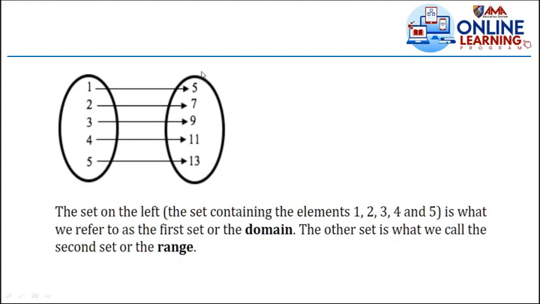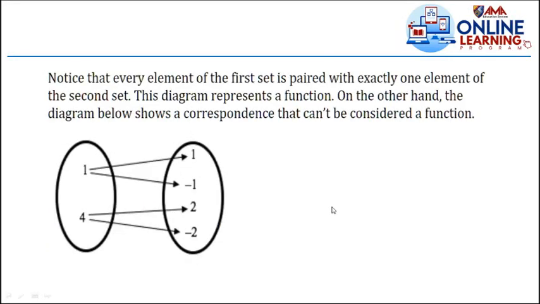So don't be confused. When it is x, the other term we use is domain or input. The y is what they call your range or the output. So our input is mapped to our output. That is why they call it mapping. So notice that every element of the first set is paired with exactly one element of the second set. This diagram represents a function.